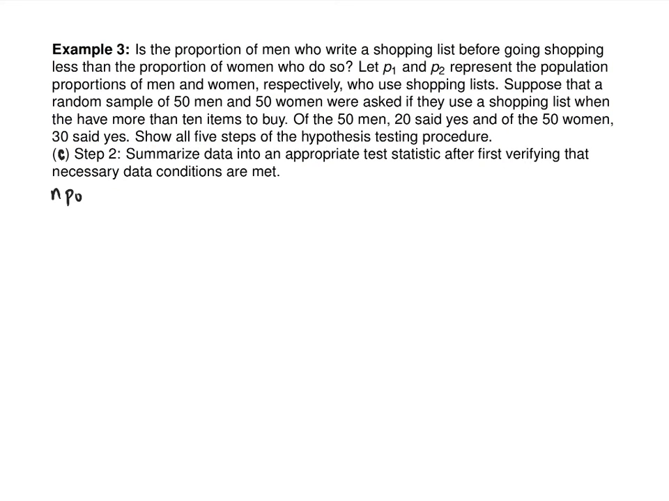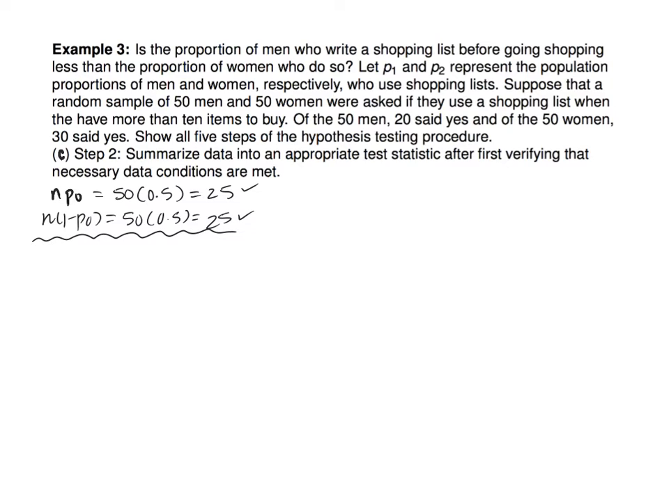Next, let's summarize the data into an appropriate test statistic after first verifying that the necessary data conditions are met. Since our sample sizes are the same, we just have to do this for one of them. N P naught will be 50 times that null value of 0.5, which is 25, so check. And N(1 minus P naught) is 50 times 0.5, which is also 25, so check. If your sample sizes were different, you would have had to do this for both of them, but both sample sizes are 50.